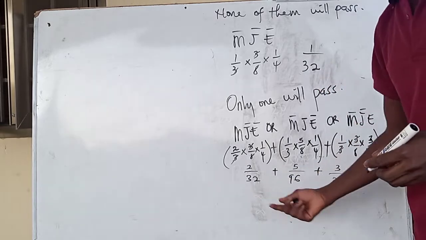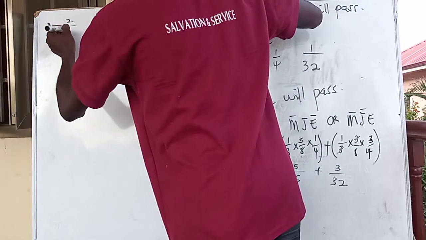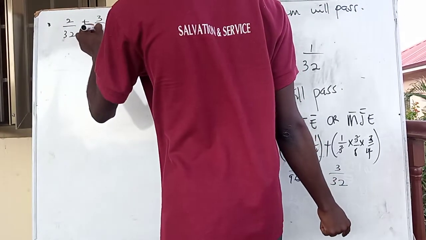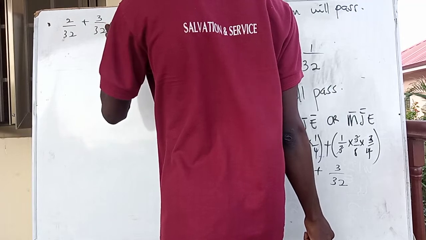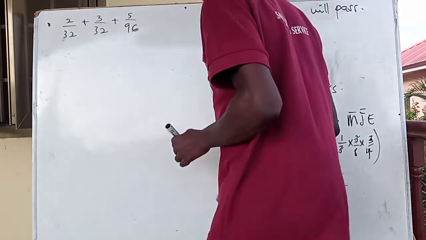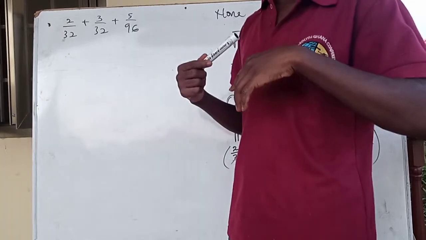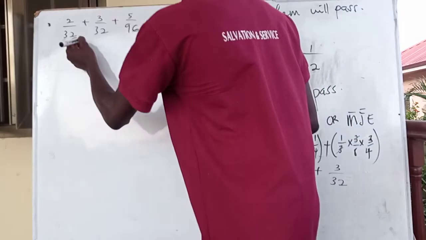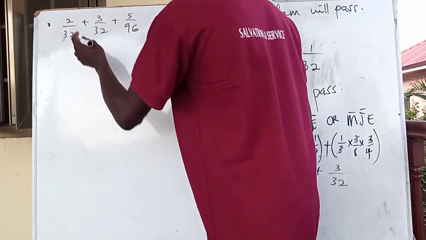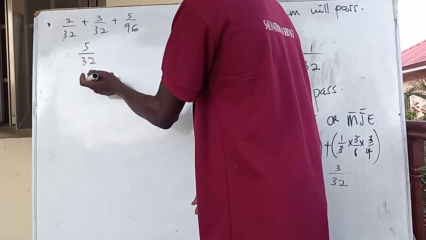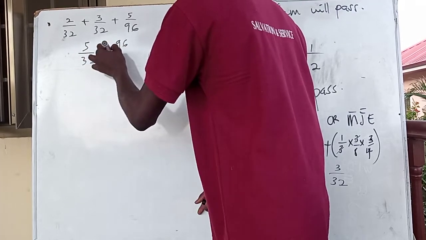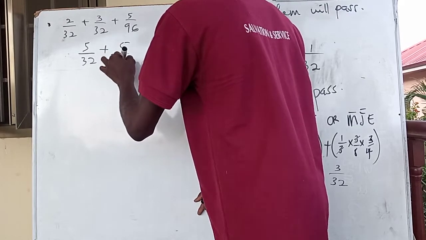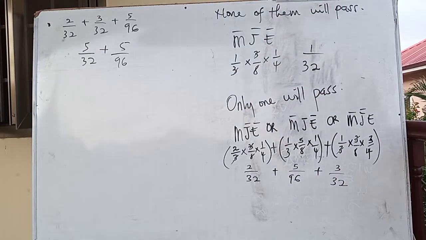Alright, so here we have 2 over 32 plus 5 over 9. Let's bring this one, 3 over 32, right? Plus 5 over 96. See, you can just find a common LCM for all of them, or know that for this one, they are the same. So you can make all of them 5 over 32. 2 plus 3 is 5, then you take only 1. Plus 5 over 96.